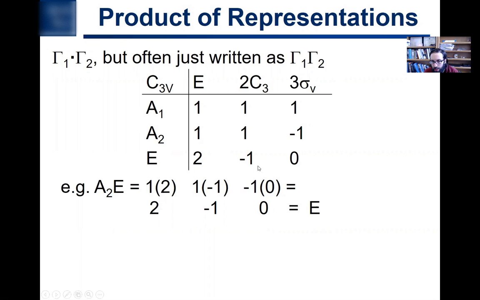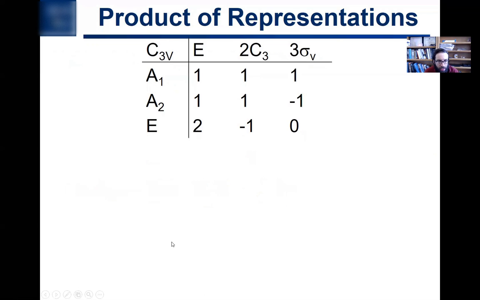A1 times E is also equal to E, because A1 is 1. A1 times A2 is equal to A2. A1 times A1 is A1. A1 times anything gives the same thing back because it has ones across the board. Okay, so A2 times E is equal to E.